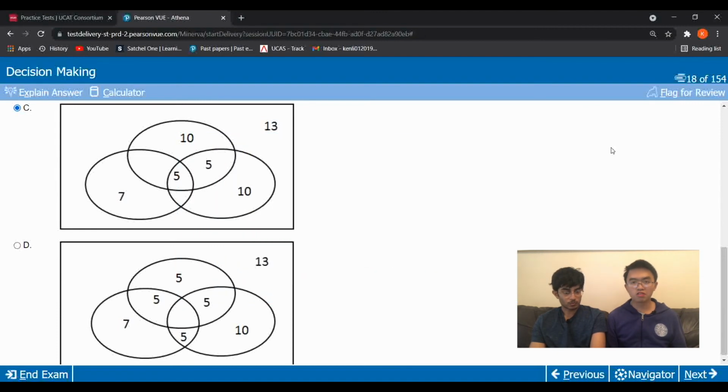So if we would have checked D, then you can see that this ring adds up to 15 rather than 20, so it can't be correct.